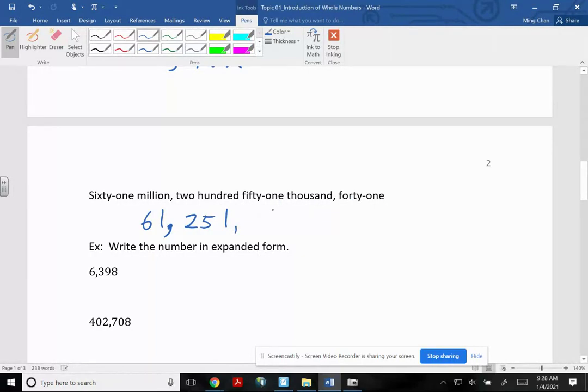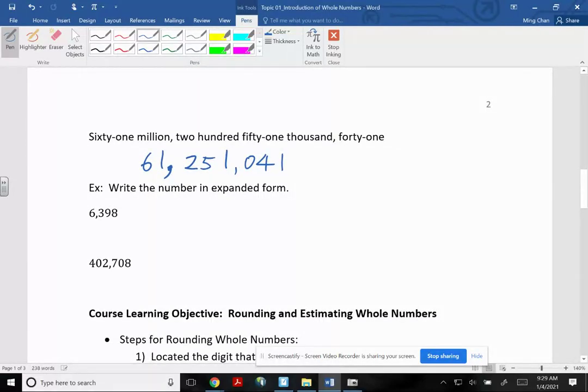41. Now, 41, if you write it like this, that will be incorrect because the 4 and the 1 have to be on the tens and the ones. It doesn't give me any number for the hundreds place under the ones group. So 41 here will be 041. There you go, 61,251,041.